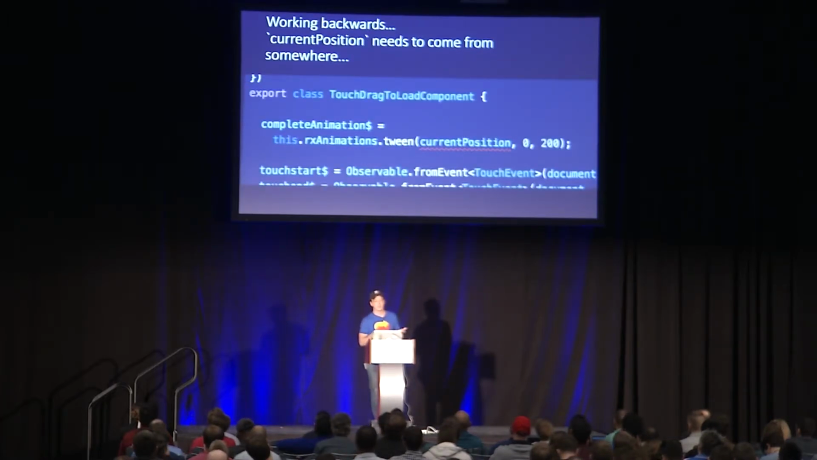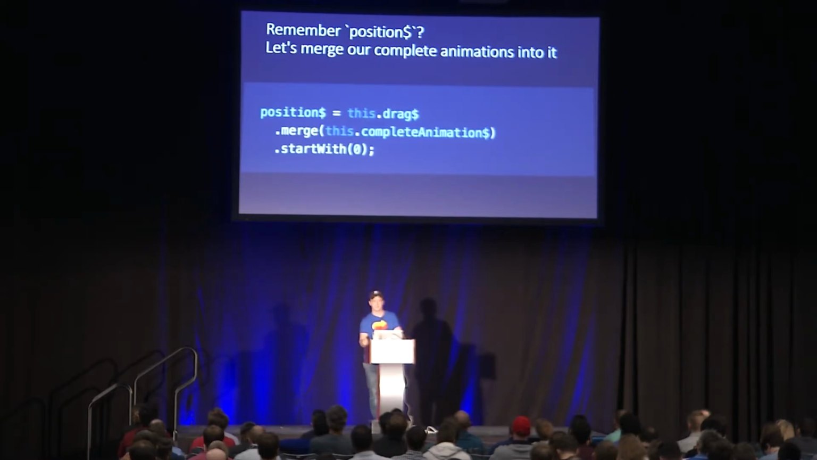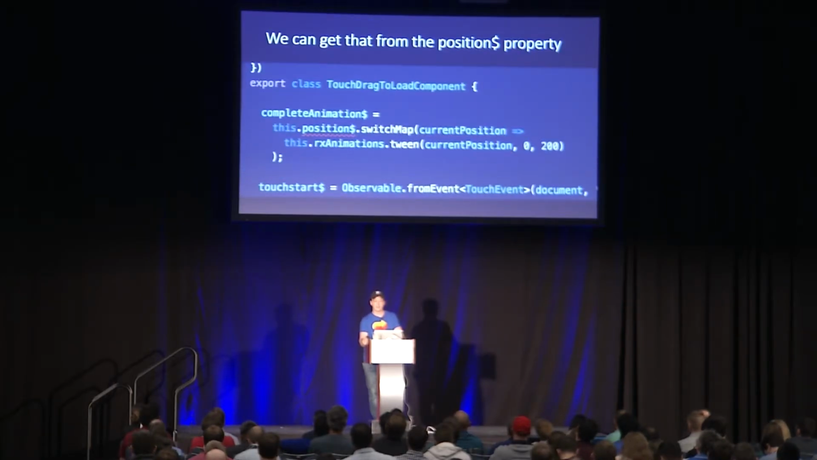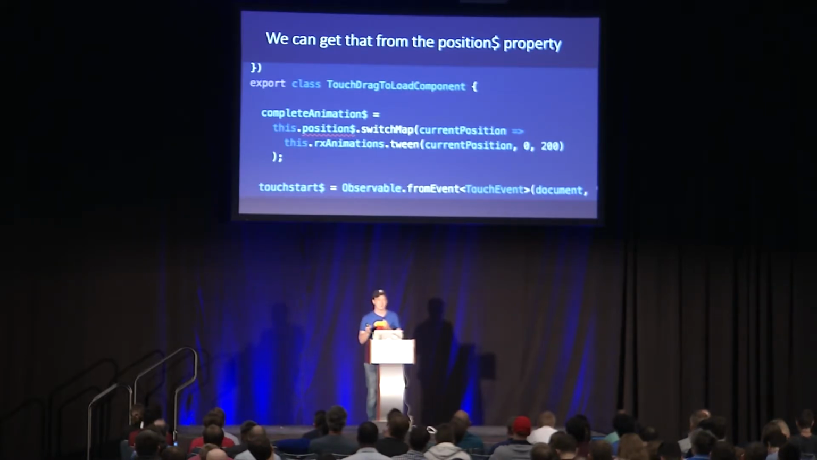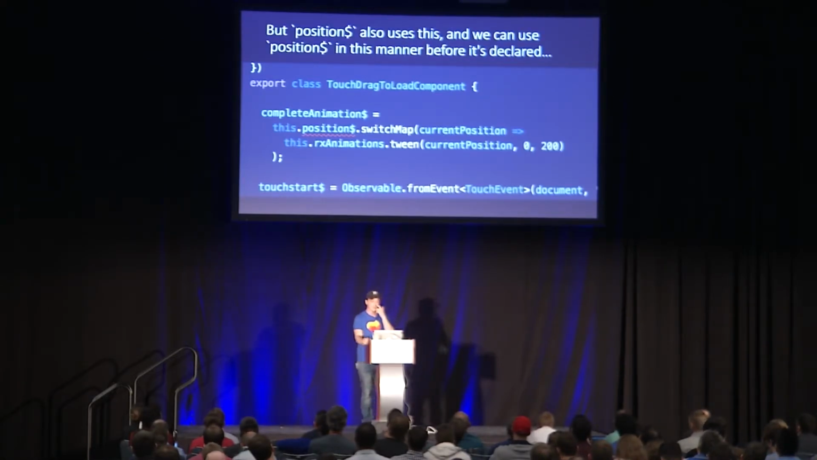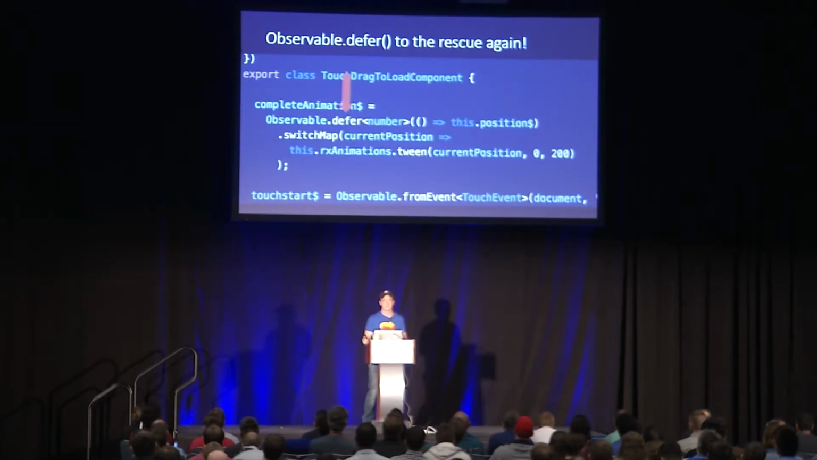Working backwards, current position needs to come from somewhere. So where can we get the current position from? Well, right here we've got an observable of all the positions, but it's actually using complete animations. We can still get all those positions from there, but now they're kind of looking at each other, and you can see TypeScript doesn't even like this, because I'm saying positions is derived in part from complete animations, which is derived in part from positions. So, chicken or egg problem. Guess what the solution for that is going to be, right? The solution is observable defer. That actually solves our problem. Whenever this is subscribed to, positions already exists, everybody's happy. So we just wrapped positions in an observable defer to solve that problem.